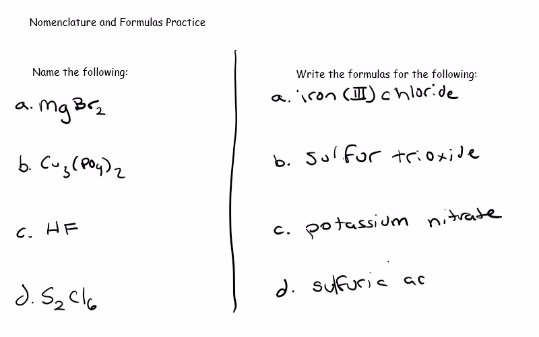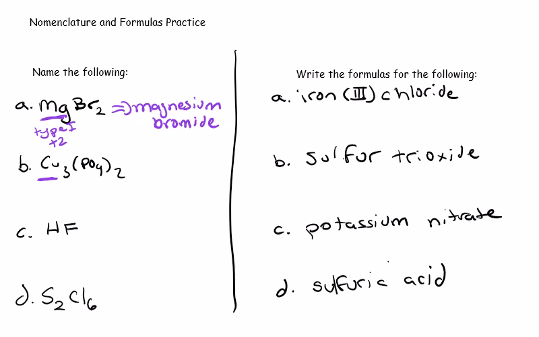So with naming, the first thing I would do is look at that first element. I know it's a metal, and I like to call it a type 1 metal because it's a metal whose charge I know from the periodic table is always +2. Those are my favorite to name because you just write the name of the metal and then the name of that non-metal, bromine, and change the ending to ide.